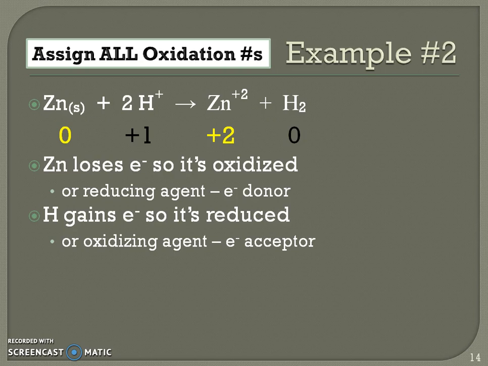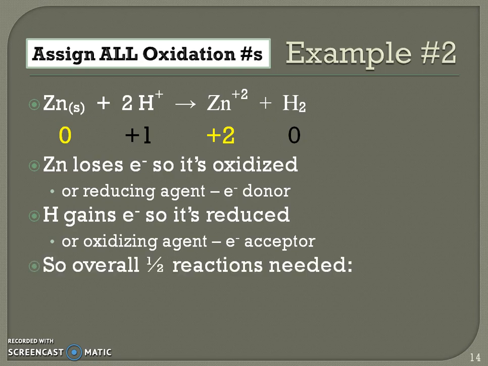Again, hydrogen is being reduced because it's going down in charge and all those other things that we talked about. So what are the two half reactions? Well, I always look at the oxidation first. Again, I just like to do things in order. So if I look at the oxidation reaction, I'm taking zinc.